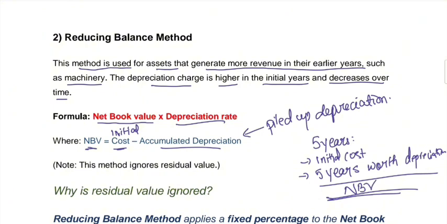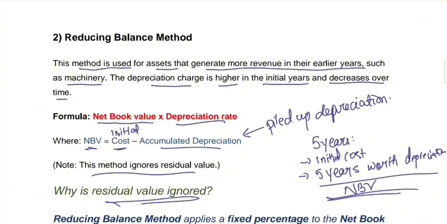When we hear the words carrying value, it simply means the value of the asset which has incorporated the effect of depreciation. All right. So accumulated depreciation means piled up depreciation. This method ignores residual value. Why? We were worrying about a residual value in the straight line method because we were essentially talking about the value of the asset which we are not going to consume in the form of economic benefits.